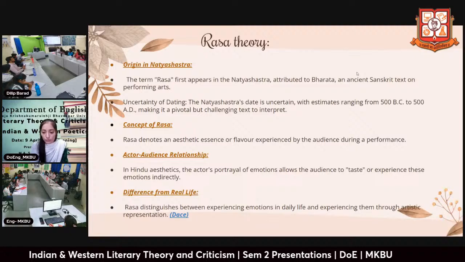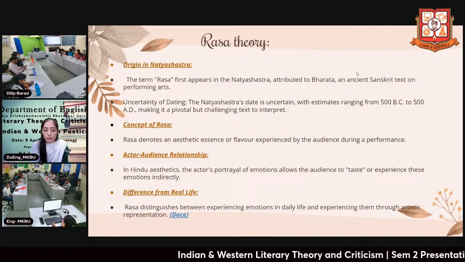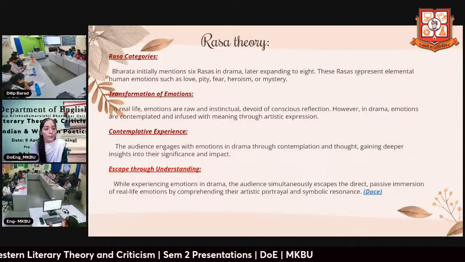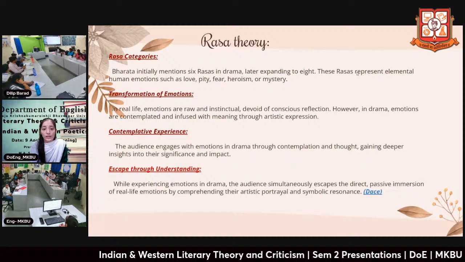Rasa distinguishes between experiencing emotions in daily life and experiencing them through artistic representation. There is no need to experience this in real life; we can get the idea from that representation. Rasa categories: Bharata initially mentions six Rasas in drama, later expanding to eight. These Rasas represent elemental human emotions such as love, pity, fear, heroism, and mystery.